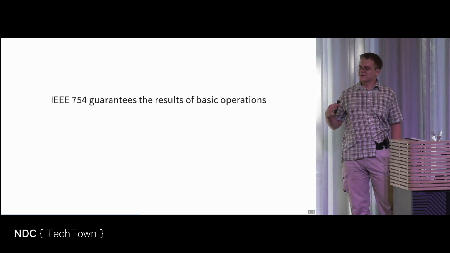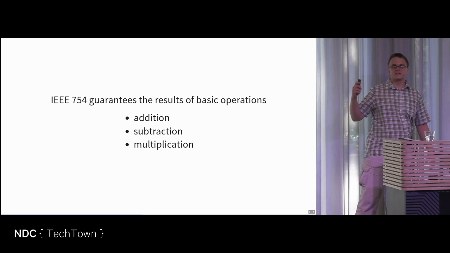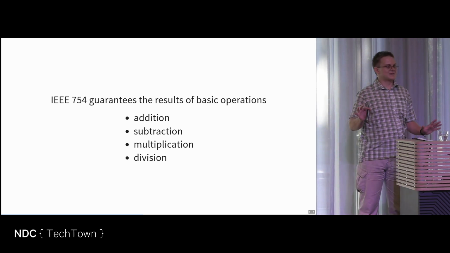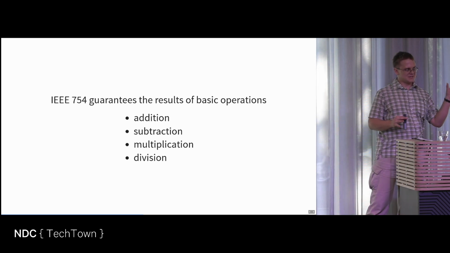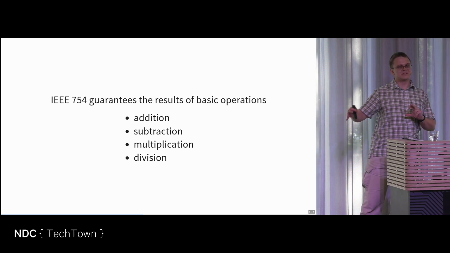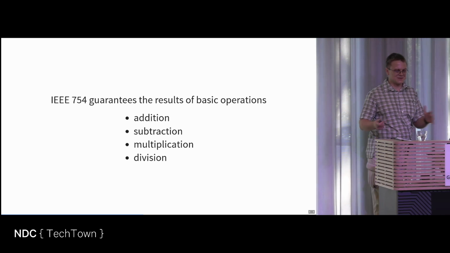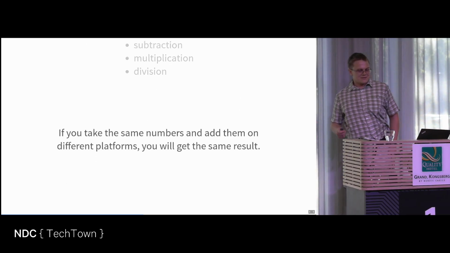Now, the cool part about IEEE is that for a lot of operations you have guaranteed results. If you do addition, subtraction, multiplication, division, and so on, you are fine. You will always get the same results from the same operation on the same two numbers on different computers and platforms, if they actually follow IEEE. This is always a little asterisk. They must follow the standard. So this is good.